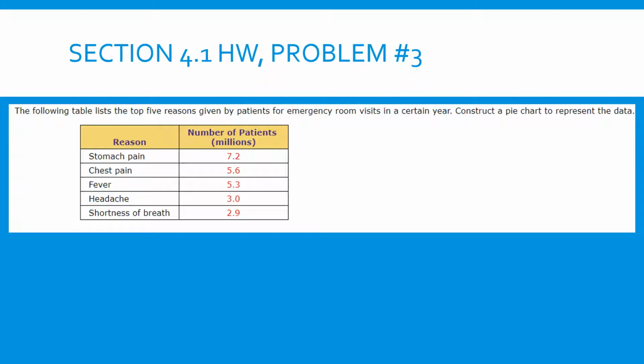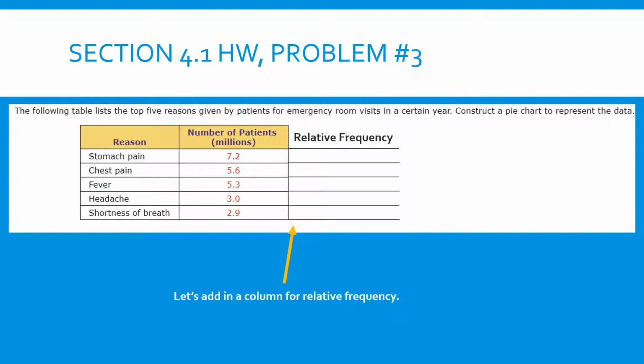So constructing a pie chart, this is nothing that we haven't already done. Everything that you need to know to construct a pie chart, you've already learned. So all you're going to need to do is add in a column for relative frequency. Relative frequency, again, that's frequency over total. So let's figure out what the total is. If you add up 7.2 plus 5.6 plus 5.3 plus 3 plus 2.9, the total is 24, so that's 24 million in total.